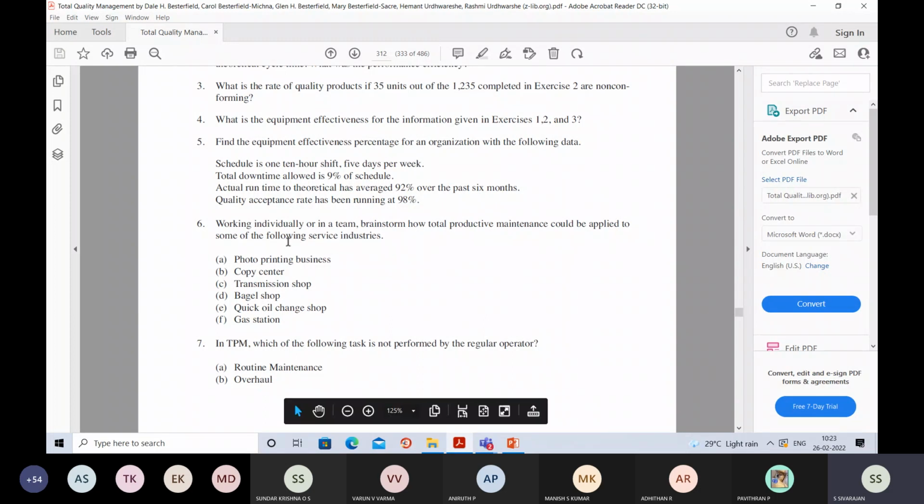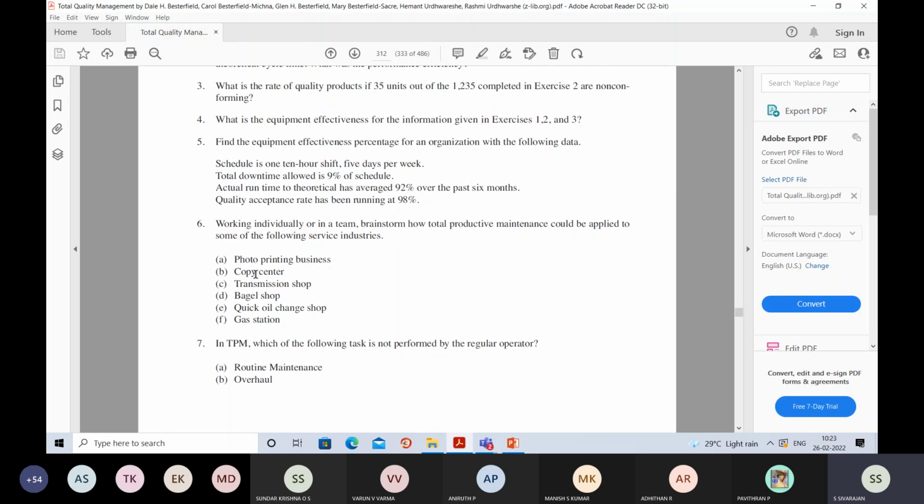Now, working individually or in a team, brainstorm how productive maintenance should be applied to some of the following service industries. For example, a copy center, the Xerox machine. For example, with a Xerox machine, you want to make it 100% because that is a problem. Even one of the Xerox company people, I know them, they will say that if you are using the Xerox machine continuously, the liquid machine will not work. Sometimes you are going to use it for 1 year or 1.5 years, unless otherwise you maintain it.